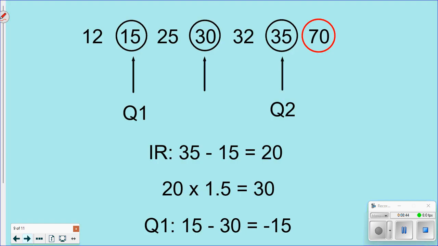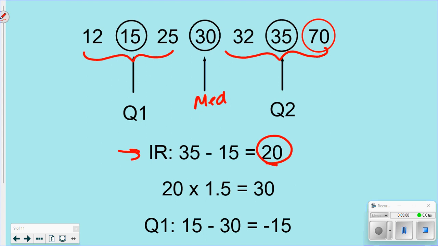So here's an example. Okay. So the first thing I did, this is my set of data, is I found my median. Okay. Here it is. Then I found my quartile 1, then I found my quartile 3, and I found my range. So I took 35 minus 15, and I got 20. The next thing on my checklist says take that number and multiply it by 1.5. Okay, and I got 30.